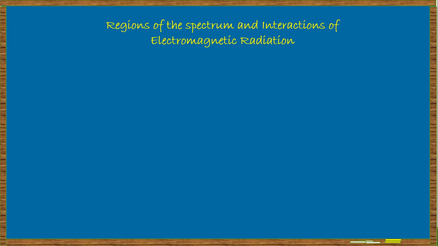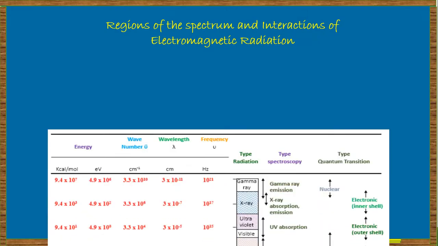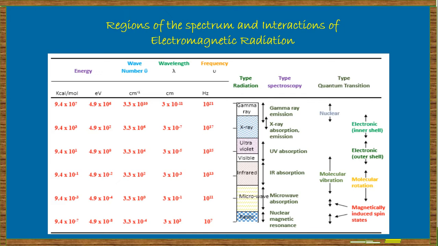Now we see the regions of the spectrum and interactions of electromagnetic radiations. The regions of the spectrum start from cosmic rays and gamma radiations, which are the higher energy radiations, up to the radio waves. Different regions of the spectrum interact with matter differently, so different data can be obtained by these interactions. Now we see what the different regions are and what types of interactions there are. Now see this table.